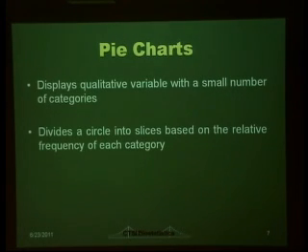Okay, the first one we're going to talk about is the pie chart, probably one of the more commonly recognized statistical graphs. We use the pie chart when we want to display a qualitative variable with a small number of categories. As we'll see in the example we're going to look at, once you get more than 3 or 4 categories, it becomes very, very difficult to distinguish some of the different categories. So all the pie chart does is divide a circle into slices based on the relative frequency of each category, the percentage associated with each of the different categories in your model.